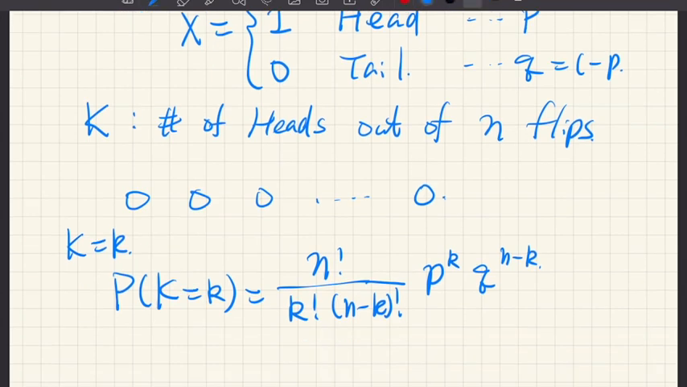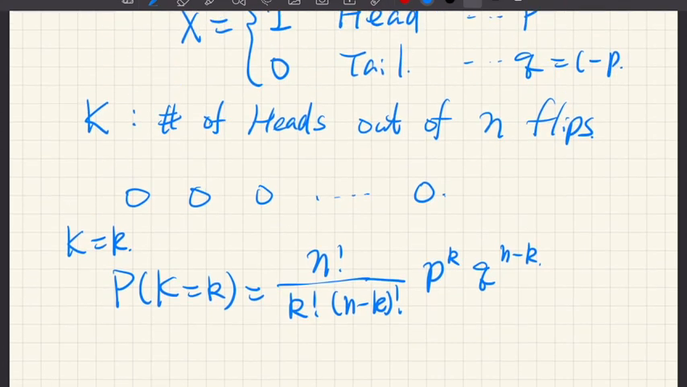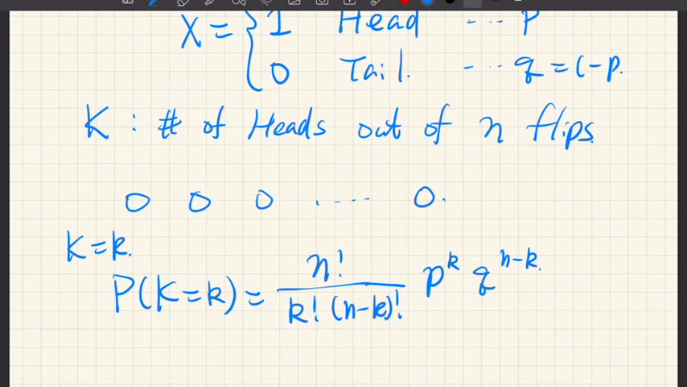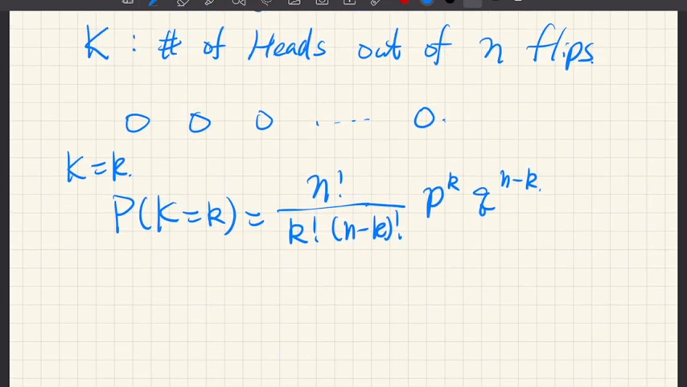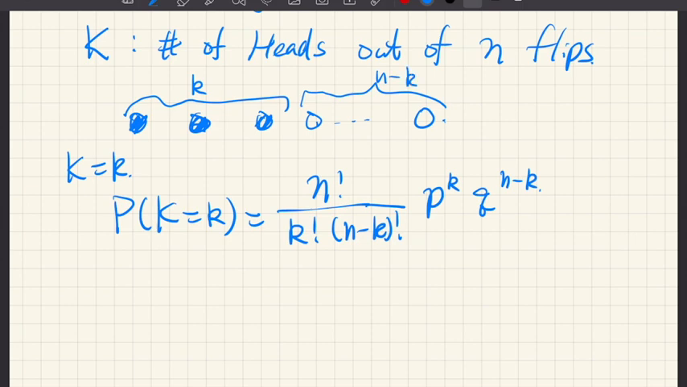So why is this? Because, okay, let's consider a special case. So just consider first k flips are all heads. And the remaining n minus k flips are all tails. Okay. What is the probability that this particular sequence is obtained?